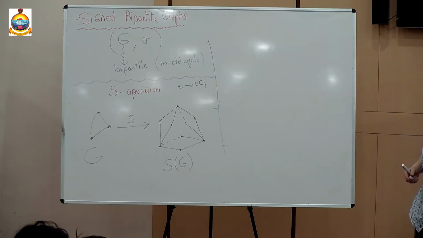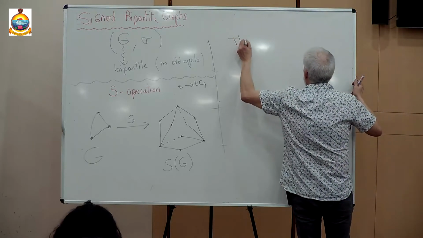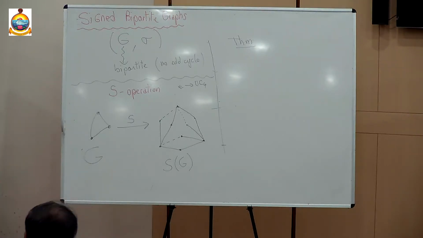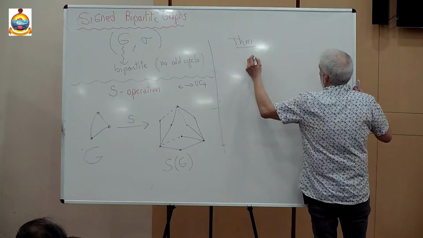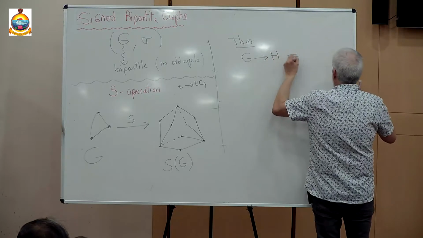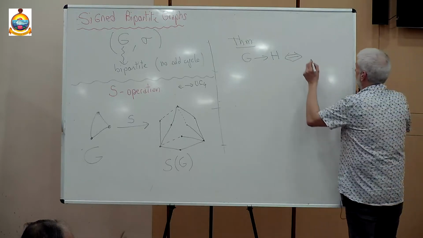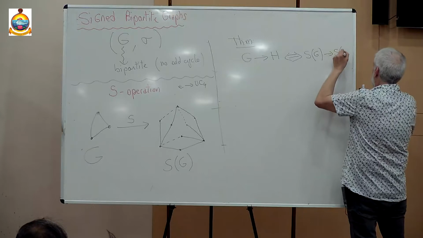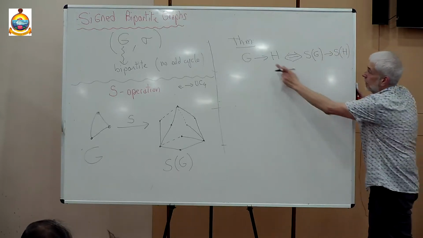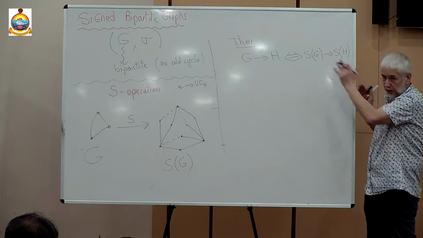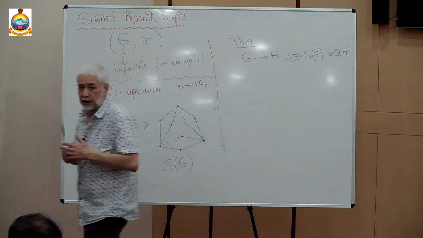And so there is a theorem which somehow proves that this class of signed bipartite graphs captures problems on homomorphisms of ordinary graphs, which says the following. There is a homomorphism between two ordinary graphs G and H, from G to H, if and only if S of G maps to S of H. So this one is ordinary homomorphism, somehow. This one is signed homomorphism as defined before.